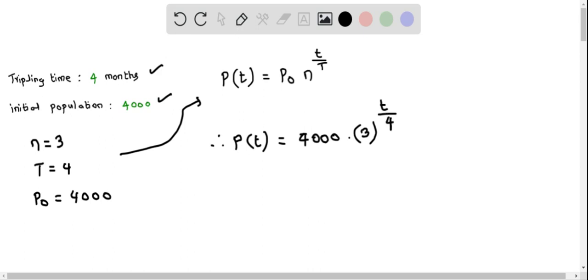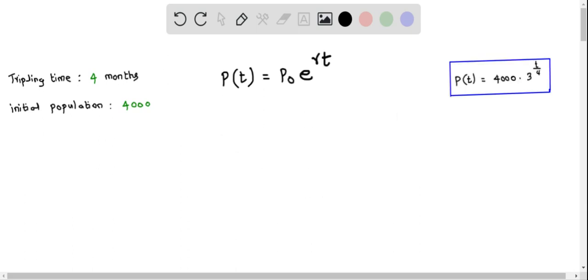So this is the model which represents the population in the exponential form P naught n raised to the power of t by T. In fact, we can rewrite this as P of t equals 4,000 times 3 raised to the power of t by 4.